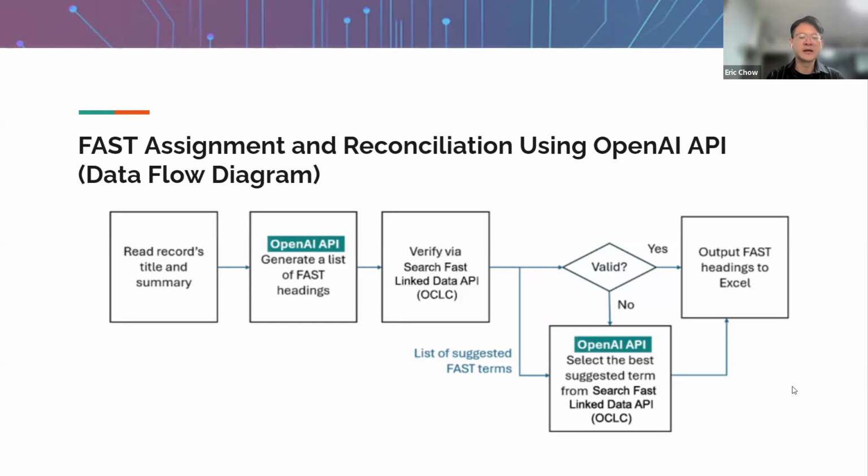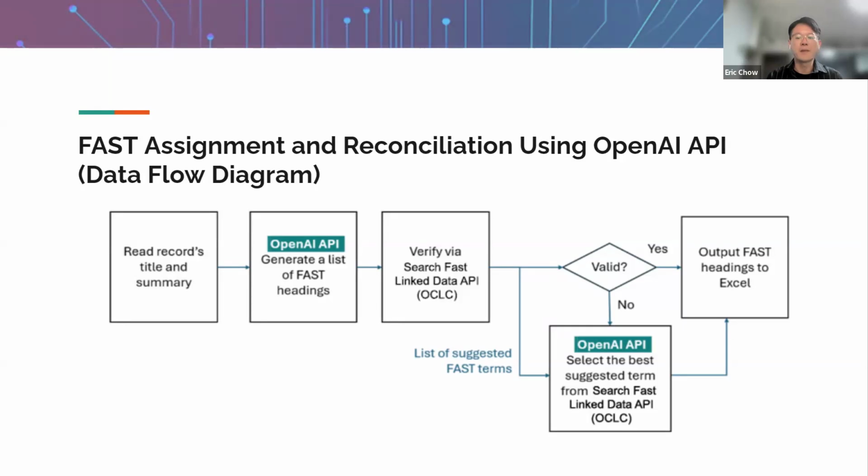First, I read in a title and a summary of a book. Maybe it's from an Excel file, or maybe it's a user's manual input. Then I ask ChatGPT, or more precisely, the OpenAI API, to generate a list of FAST headings based on the title and summary of the book. These generated FAST topical headings could contain hallucination, as I mentioned.